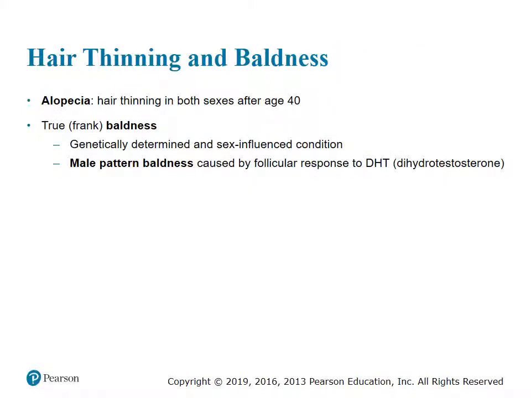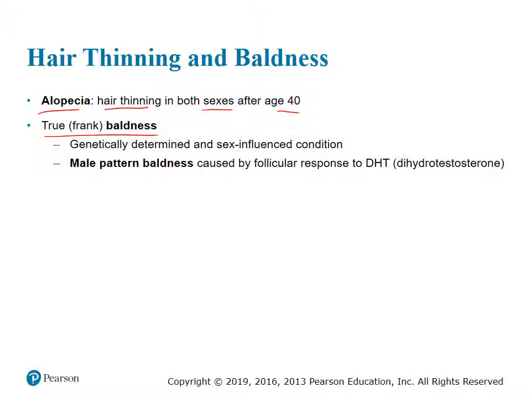So this is something we also see, what we call alopecia. Alopecia is hair thinning. It happens in both sexes after 40, okay? This can occur because the 40 threshold is usually a place where both male and female sex hormones start to decline greatly. And we know that the hormones we just talked about influence hair growth and thickness. This is what we see there, right?